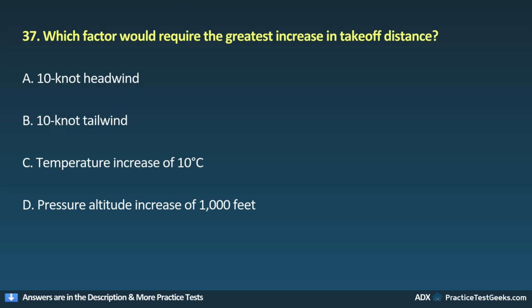37. Which factor would require the greatest increase in takeoff distance? A. 10-knot headwind. B. 10-knot tailwind. C. Temperature increase of 10 degrees. D. Pressure altitude increase of 1,000 feet.